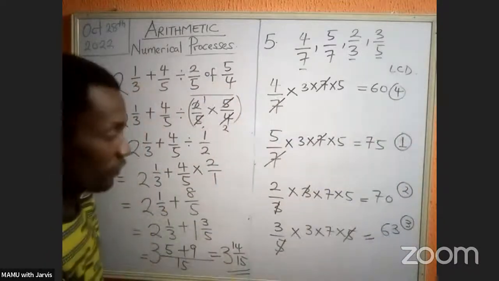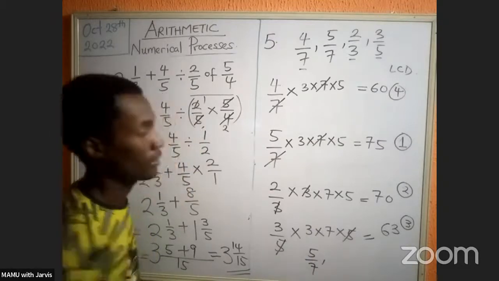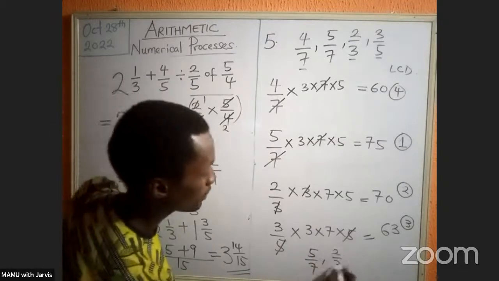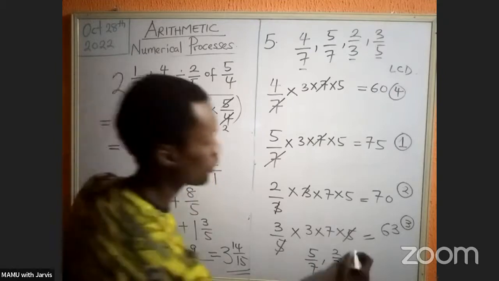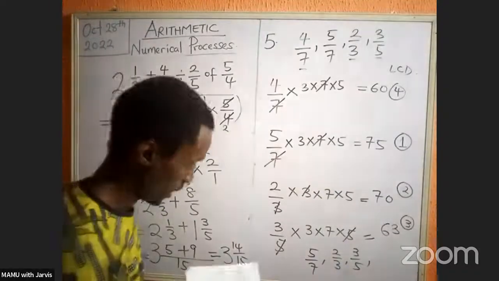So, if you're going to arrange the fractions now, you're going to have 5/7 first. Then you're going to have 2/3. Then you're going to have 3/5. And then finally, you're going to have what?